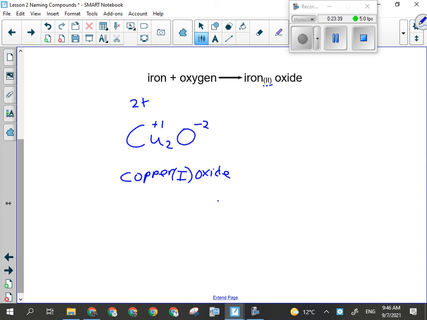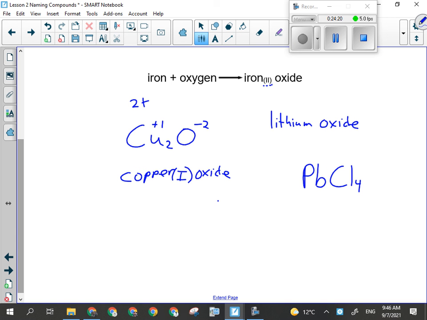So, do I need to do it for this stuff? Would I need a Roman numeral for that compound? No. Lithium only has 1 possible charge, so I would just write lithium oxide. Okay, don't need a Roman numeral there, right? But if it's something like this, would I need a Roman numeral for that? Yeah, lead can be a 2 or a 4.